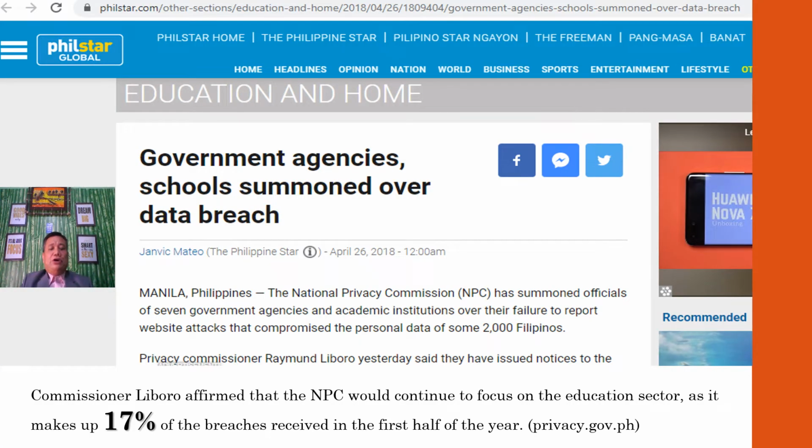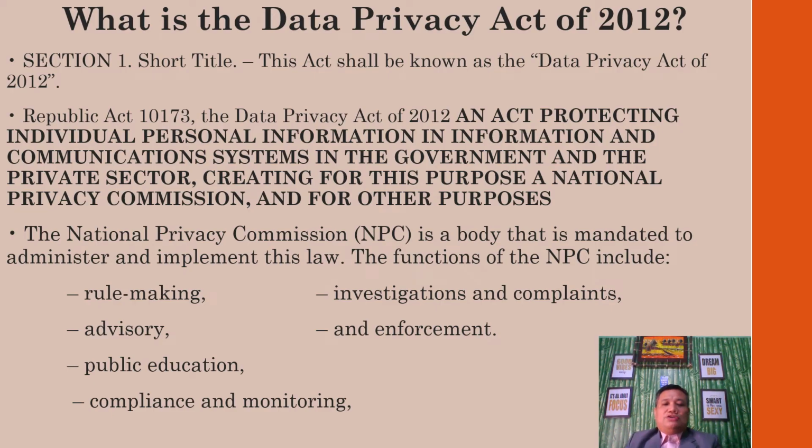Okay, education in the news, Philippine Star. Government agencies, schools summoned over data breach. So, Commissioner Liboro affirmed that the NPC would continue to focus on the education sector, which makes up 17% of the breaches received in the first half of the year, coming from privacy.gov.ph. So, what is the Data Privacy Act of 2012?